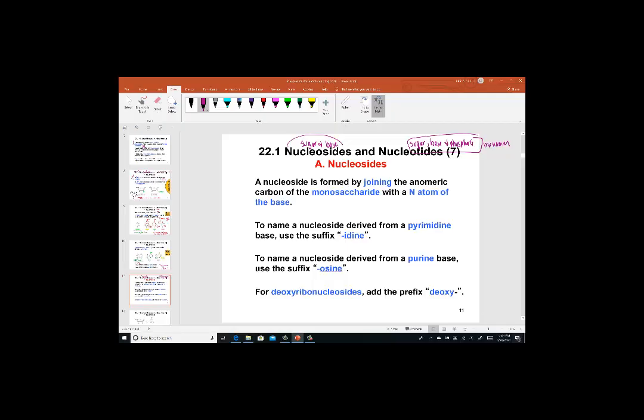When we start building nucleosides, we join together the anomeric carbon, that's just carbon number 1 on the sugar, to the nitrogen in the base. And I've mentioned that. The site of attachment is the anomeric carbon, carbon 1. It's the carbon that is just clockwise 1 position from the oxygen in the ring.